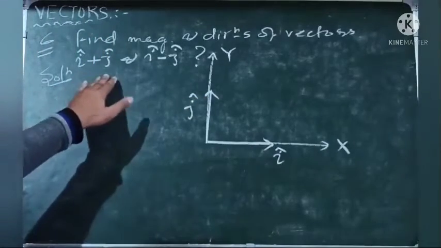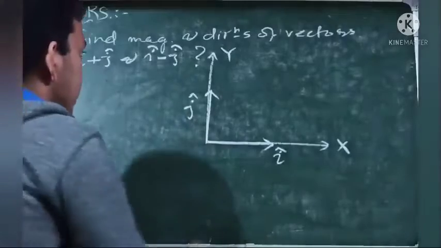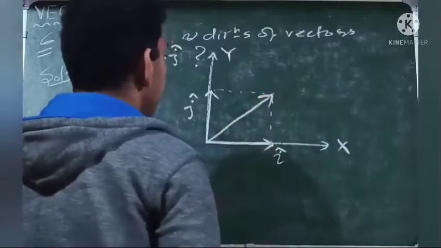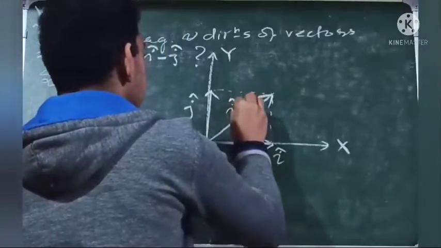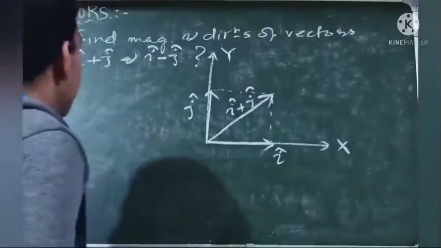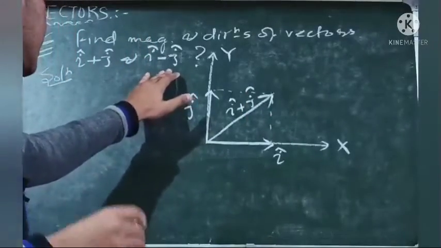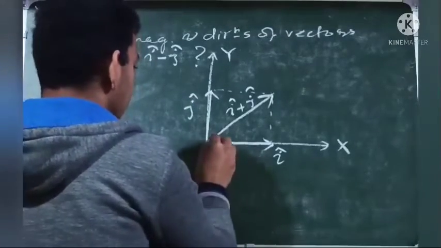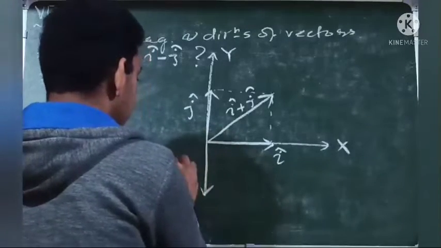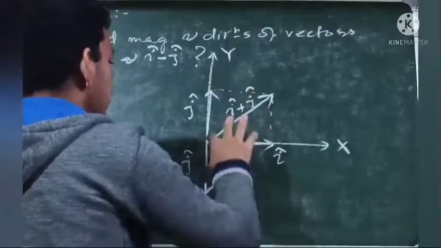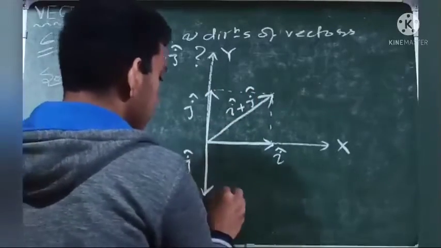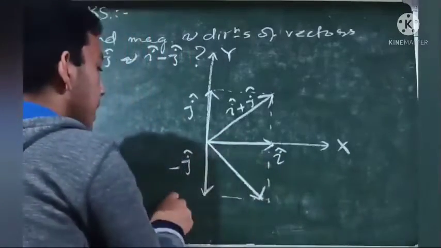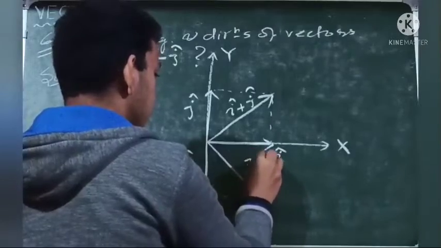Now i cap plus j cap is the resultant of these two vectors. By parallelogram law of addition, we can complete this diagram, and the diagonal vector is going to be i cap plus j cap. Now i cap minus j cap means the resultant of i cap and minus j cap. So we have here i cap. Now we have to draw minus j cap. This is minus j cap. These two lengths are same, and the resultant of i cap and minus j cap is this vector, which is i cap plus minus j cap, which is basically i cap minus j cap.